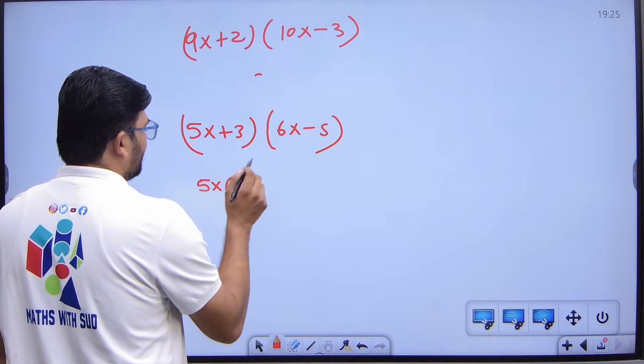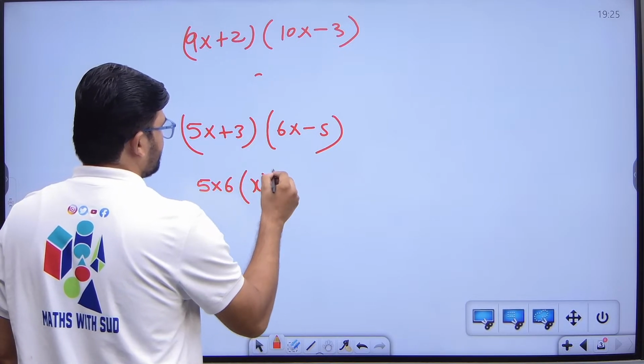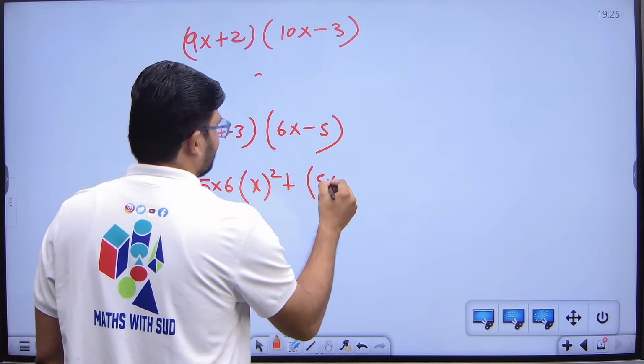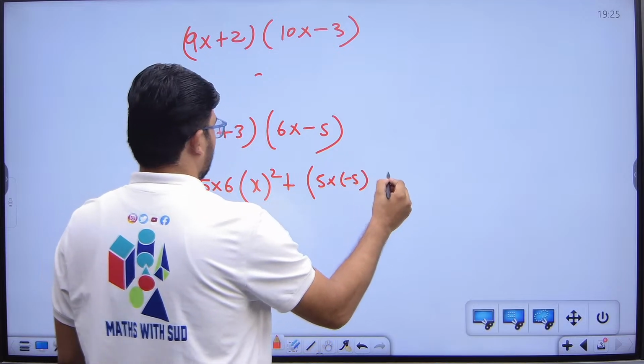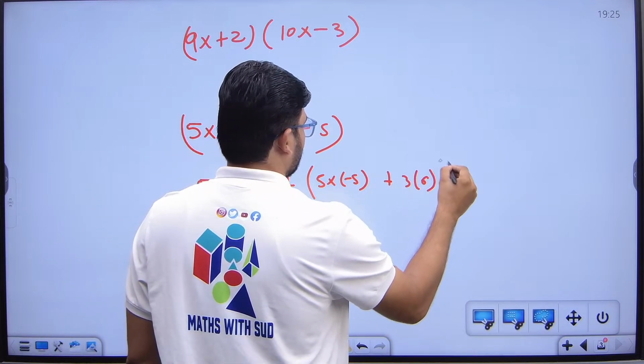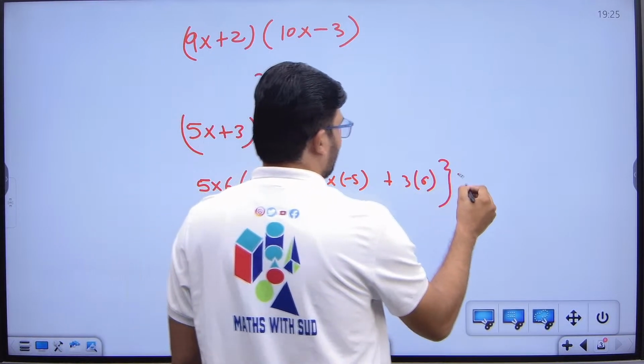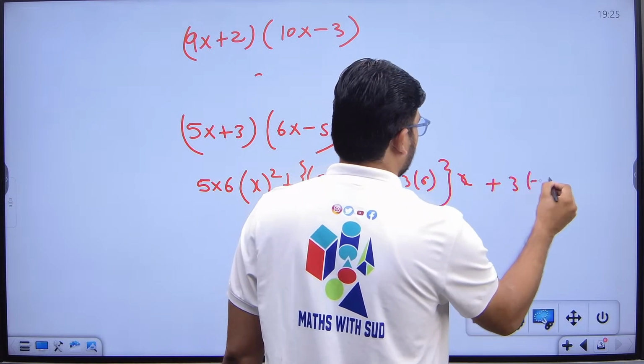So let us say 5 times 6 times x square, plus 5 times minus 5, then plus 3 times 6, then the whole of this will be in the bracket of x, and then 3 is multiplied by minus 5.